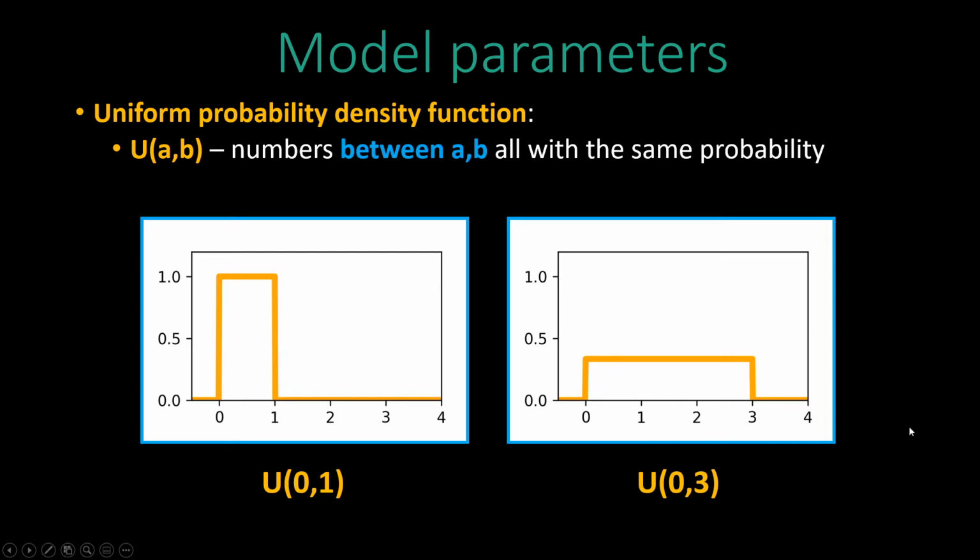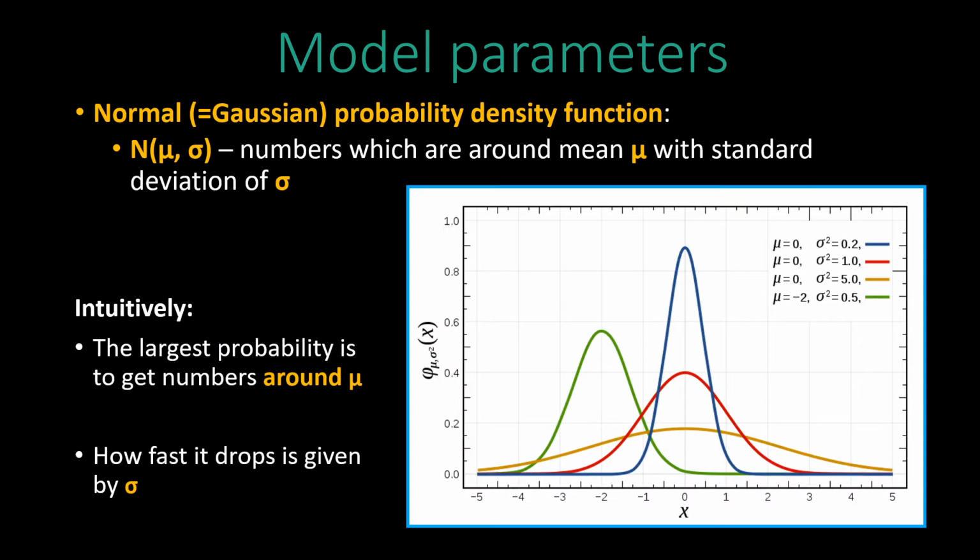Okay, so this can also happen with Gaussian functions or the normal functions, and this one is defined by two parameters like the previous one, but in this case the two parameters mean something else. The first one is called the mean, and that's the number where this hill has its highest peak. So that is the number which will be the most probable.